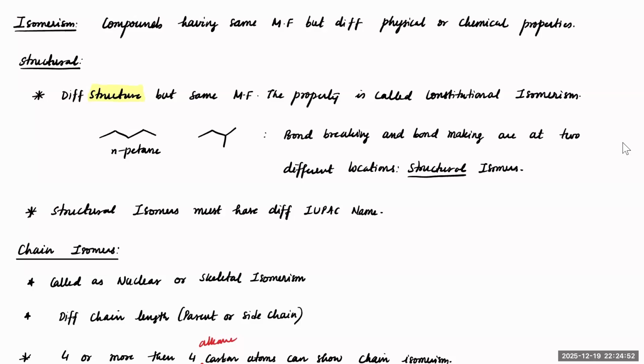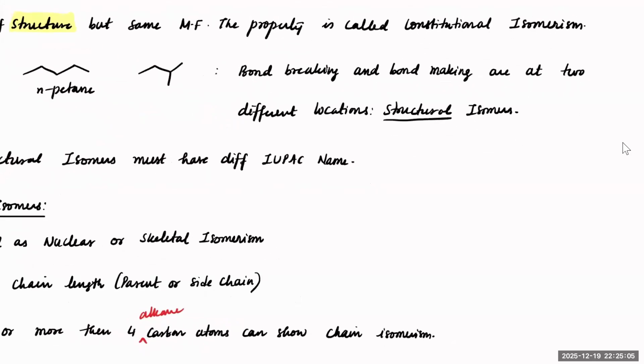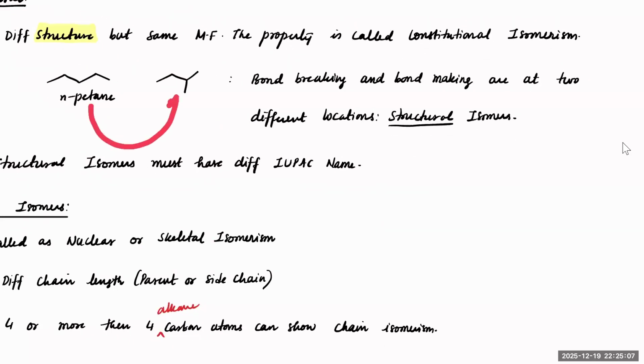What do you mean by different structures? Notice this example. I have N-pentane and this is called isopentane. You notice one thing: to convert N-pentane to isopentane, you require a significant amount of energy, which means you have to break this carbon-carbon bond, take this methyl group, bring it to the new position and arrange it there.